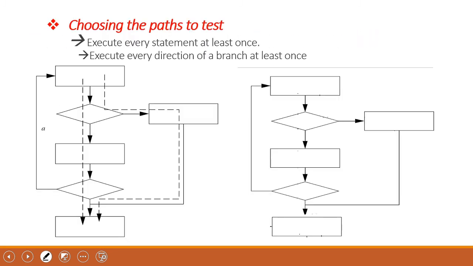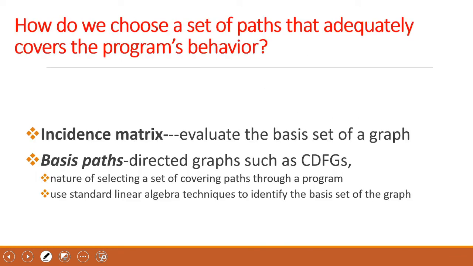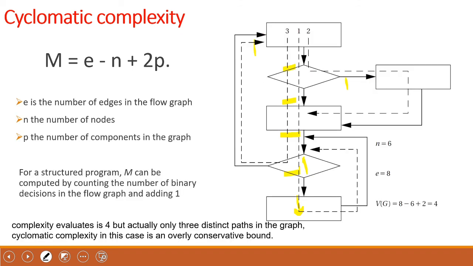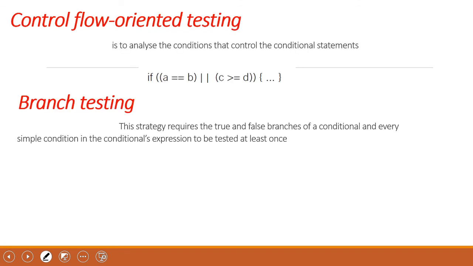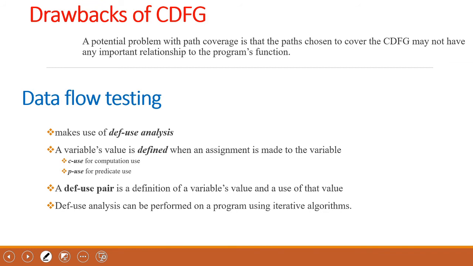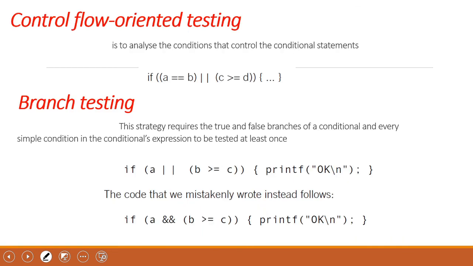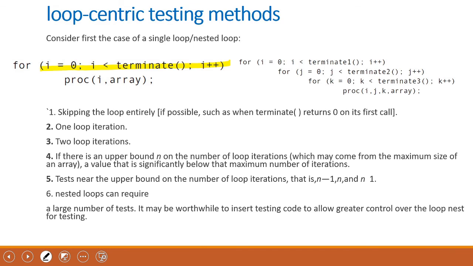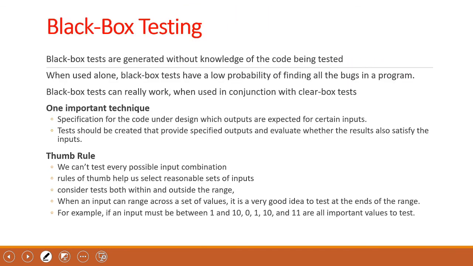Another thing is the normal path of clear box testing. Next, we have graph theory testing. Under graph theory, we go for cyclomatic complexity. After cyclomatic complexity, we see control flow oriented testing. Under control flow oriented testing, we see branch testing and domain testing. These are under control flow graph testing. Under data flow graph testing, we see domain testing and loop-centric testing methods.